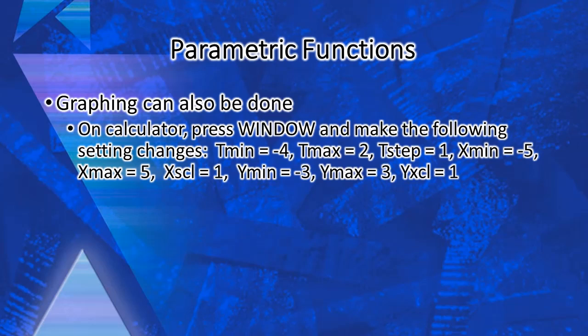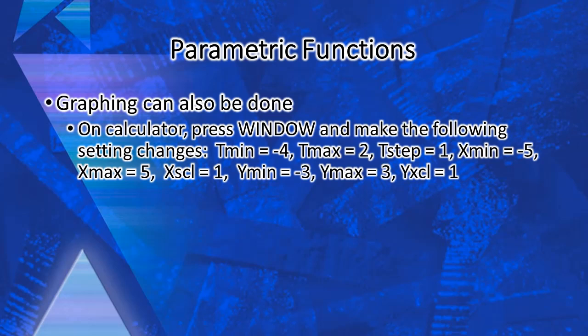Graphing can also be done using your graphing calculator. So on your calculator, now press the window key and change the following. Again, it looks a little bit different from what it was before. And your t minimum, go ahead and hit -4. And your t max, enter 2. And we're going to step it up by 1s each time. So press 1, enter.